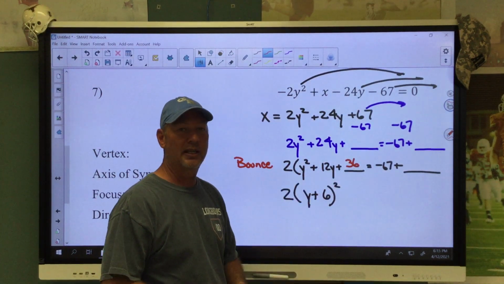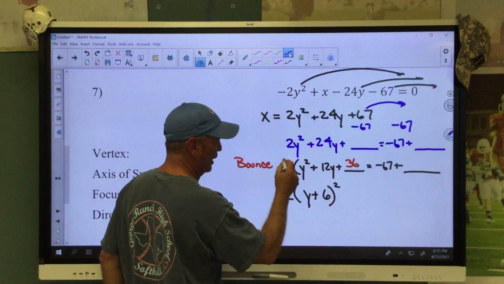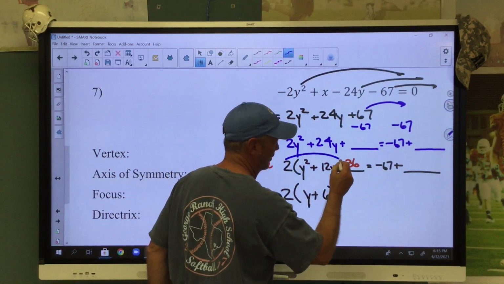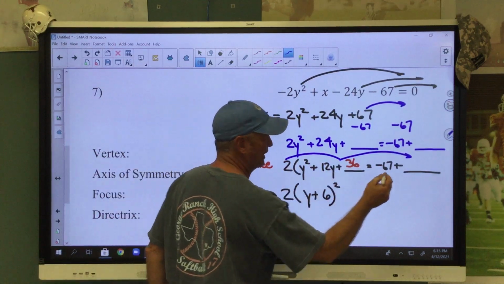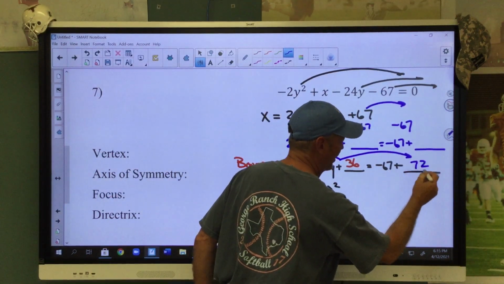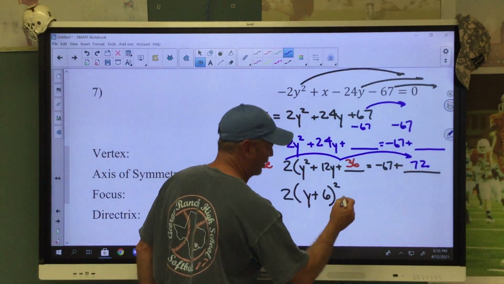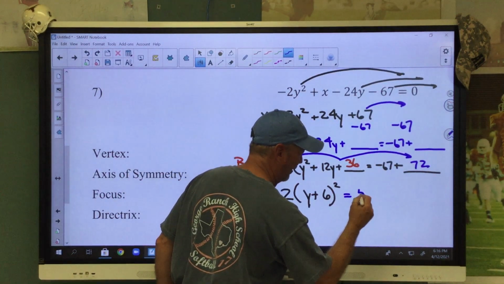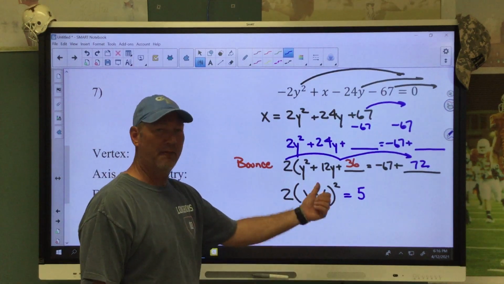But here's the trick. You got to bounce. You have to bounce this 2 into the 36. 2 times 36 is 72. 72 minus 67, that's going to equal a positive 5. I need to bring the 5 back home.